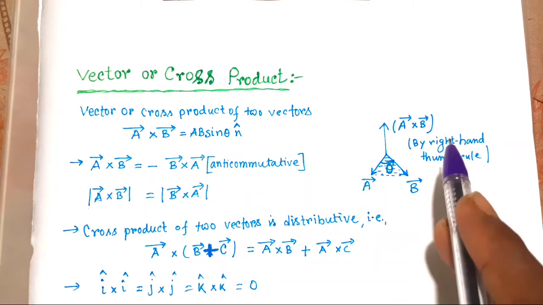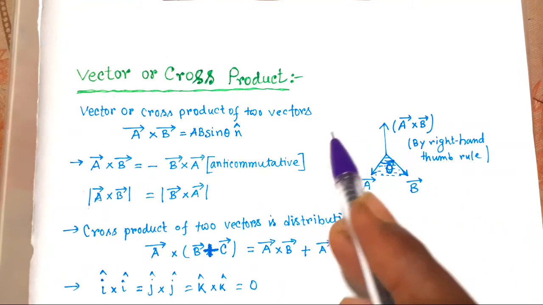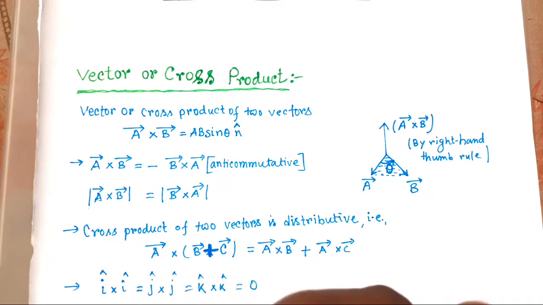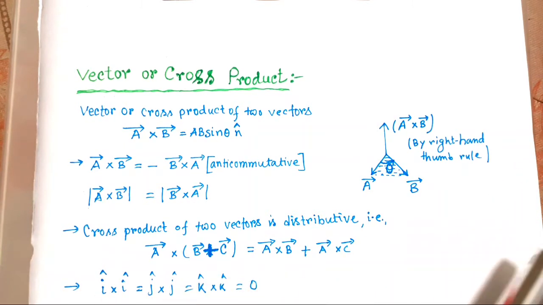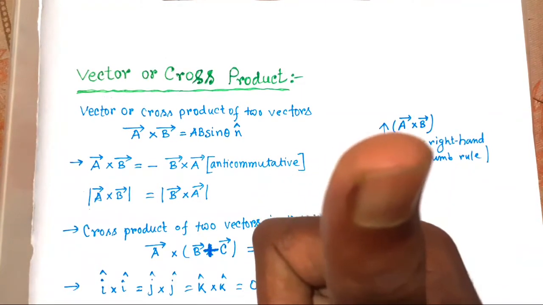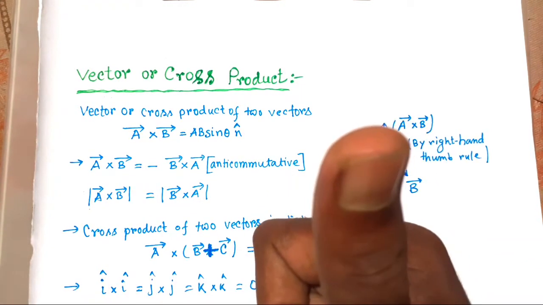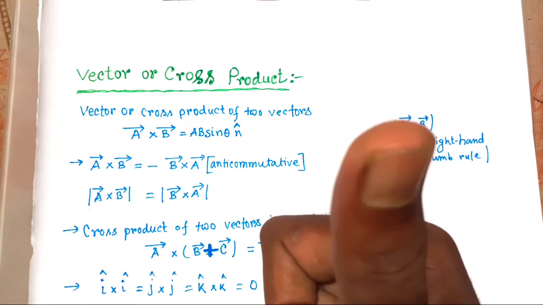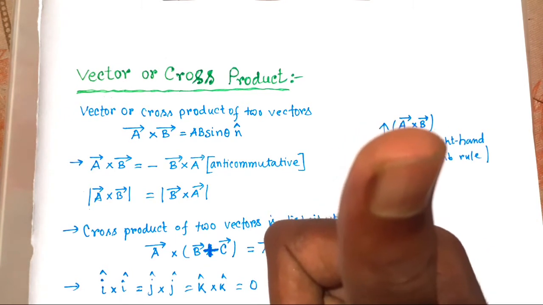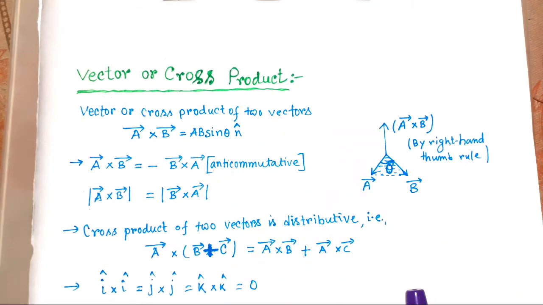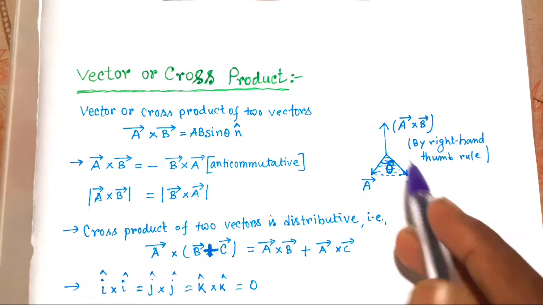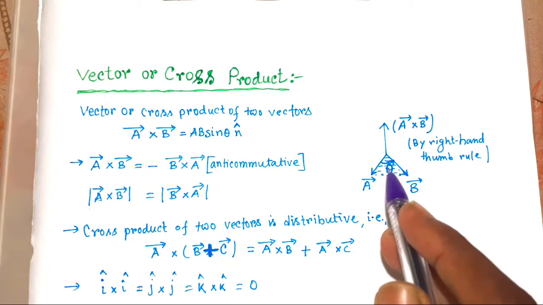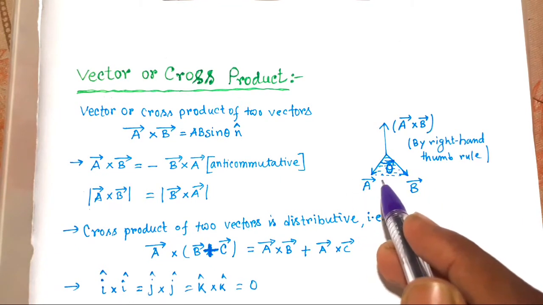If the fingers of the right hand are curled from a to b, that is a cross b, from a to b, then the thumb will point in the direction of the cross product of these two vectors. This is the right hand thumb rule. A cross b means from a to b. This is the small angle between vectors a and b.